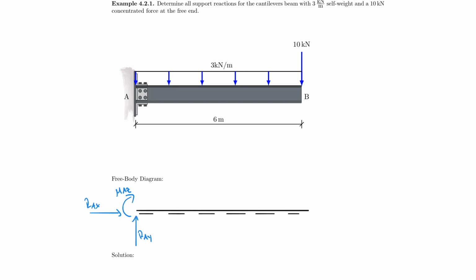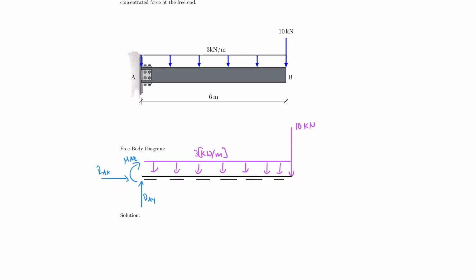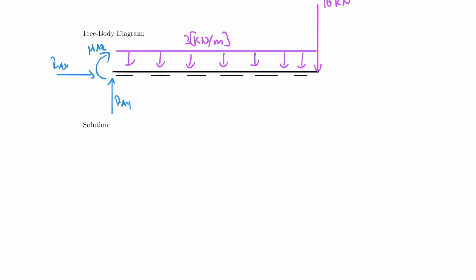Now, the forces that act on the structure I also have to include. So I have this distributed force, and then I have the concentrated force as well. So I have 10 kilonewton here, note the units, and I have 3 kilonewton per meter here. And now I can go ahead and solve for my unknowns, which are all in one location, and that will make my job fairly easy. Let's go ahead and do that.